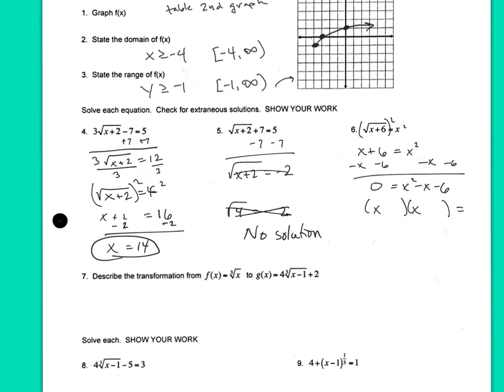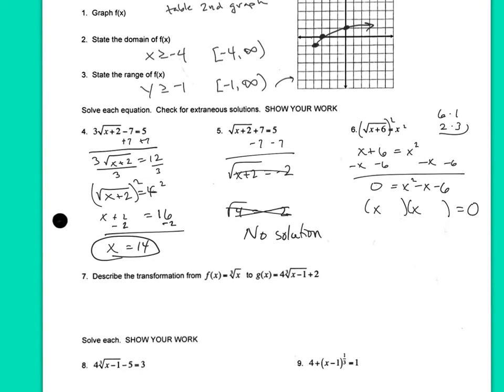Now we need 2 numbers. When you multiply, you get 6. 6 times 1, 2 times 3. So there's not many. And of these factors, we need 2 that when you subtract them, you get a 1. So we know we have a 3 and a 2. Now, in order to get a -1, we want it to be a -3 and a +2. Set each factor equal to 0, and you get x equals 3 and x equals -2.